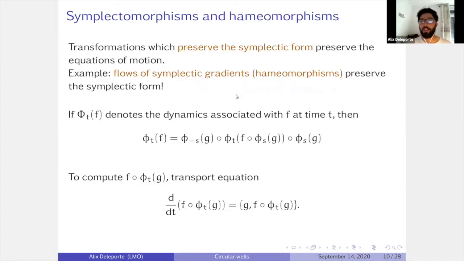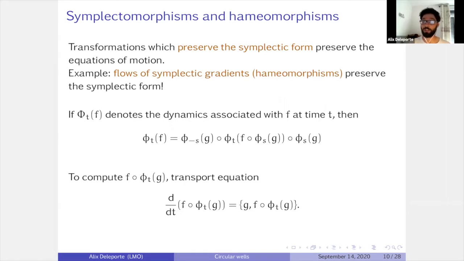Now, I'm telling you all of this because we're trying to start from a very general equation of motion, a very general form of the energy, and try to simplify it, just as we did in the toy model. And if you find a transformation, a change of coordinates, which preserves the symplectic form, which preserves the volume, then it will preserve the equation of motion, because the equations of motion are just given in terms of the symplectic form.